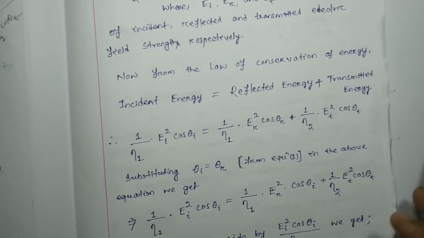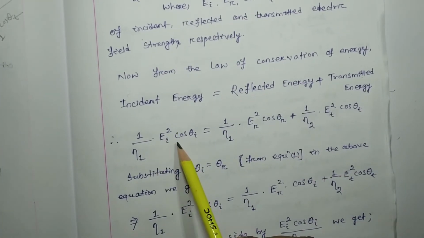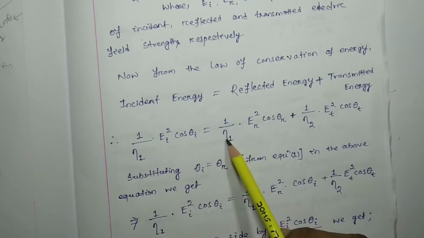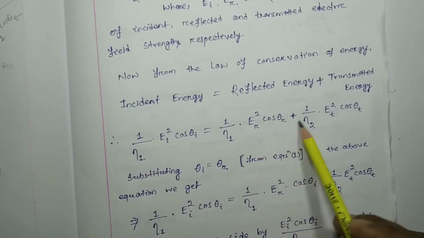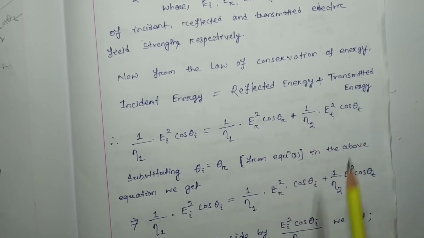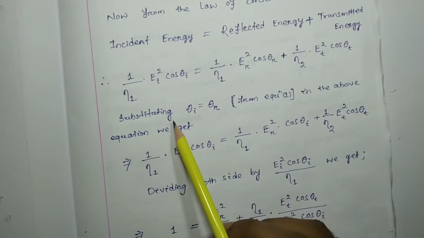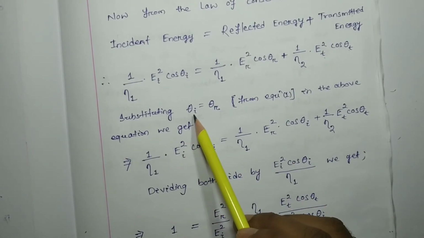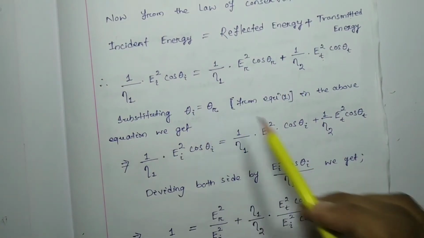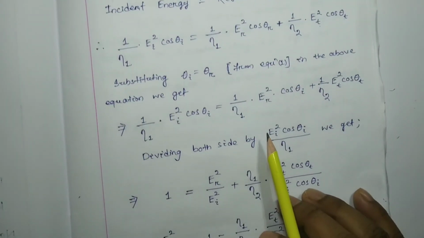So we are going to put the values, the magnitudes, that is (1/η1)Ei² cos θi = (1/η1)Er² cos θr + (1/η2)Et² cos θt. Now, from the law of reflection, θi equals θr.